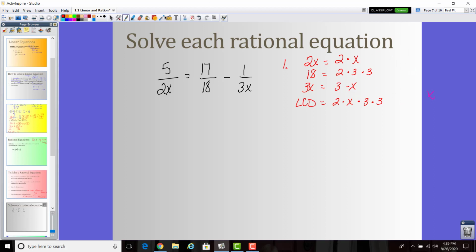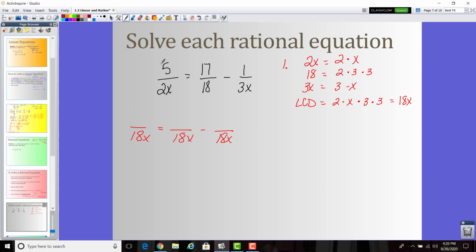Since all of these are monomial denominators, I'm actually going to multiply these together and get 18x. That becomes my new denominator. So every single part of my equation, whether it starts as a fraction or not, has to take on that new denominator of 18x.